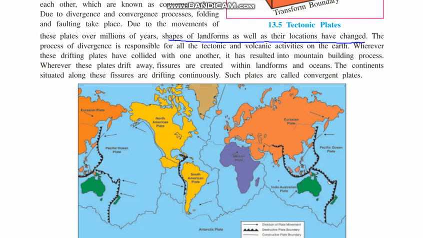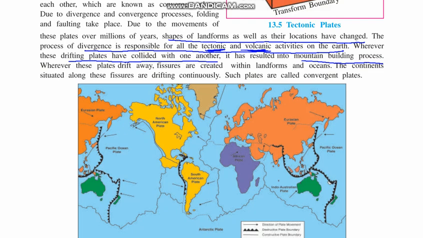The process of divergence is responsible for all tectonic and volcanic activities on our Earth. So whenever there are tectonic and volcanic activities, that is due to the divergence of the plates, whenever the plates move away from each other. Whenever these drifting plates have collided with each other, collided means clashed with each other, it has resulted in the mountain building process. Whenever they collide with each other, there are mountains.